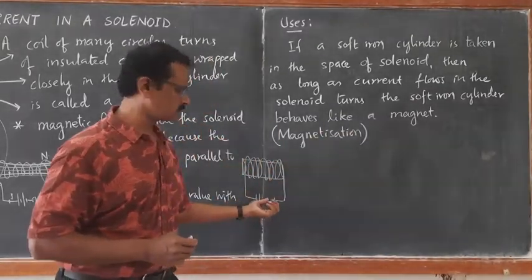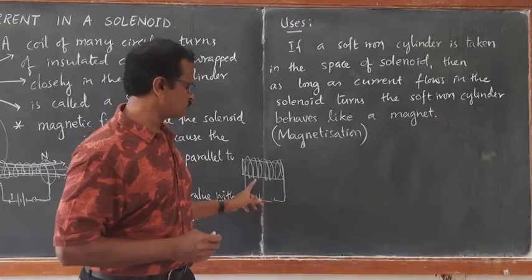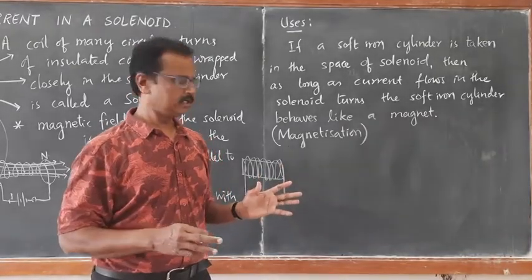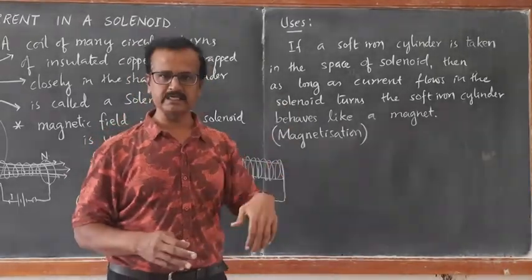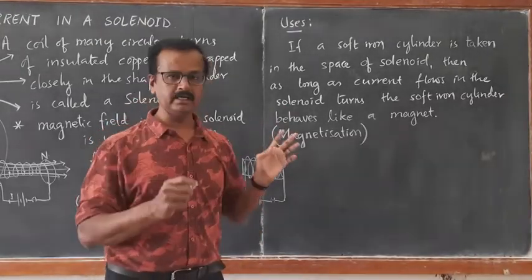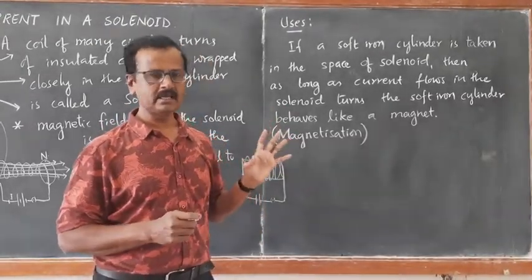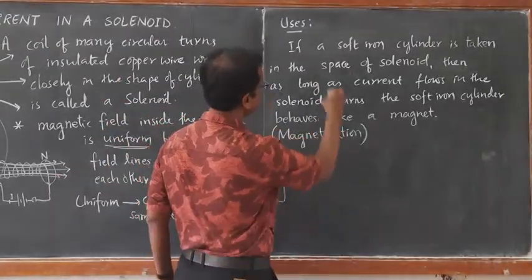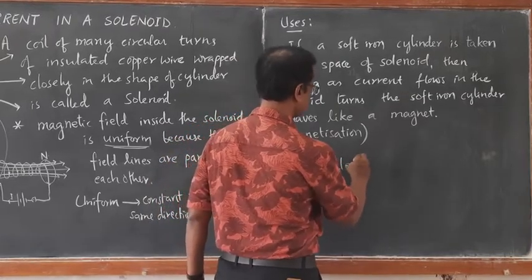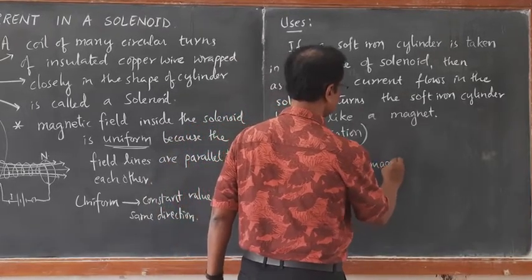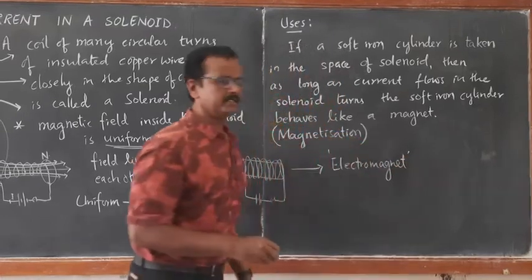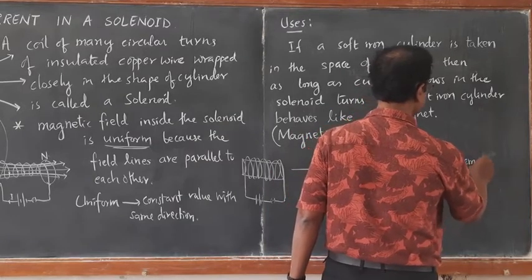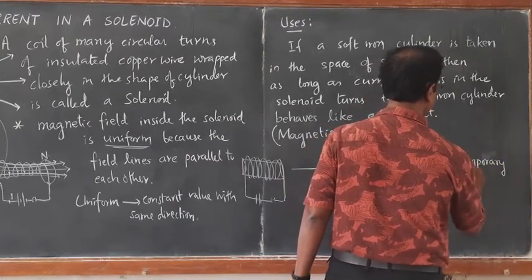If you are using it temporarily, when you allow the current to pass through, it behaves like a magnet and gets magnetized. When you switch off the current, it loses the magnetization and gets demagnetized. Then it is called a temporary magnet. So this arrangement is also called an electromagnet. An electromagnet is actually a temporary magnet.